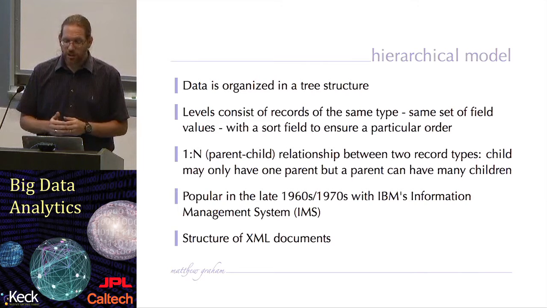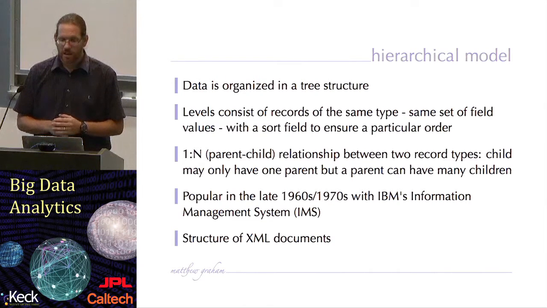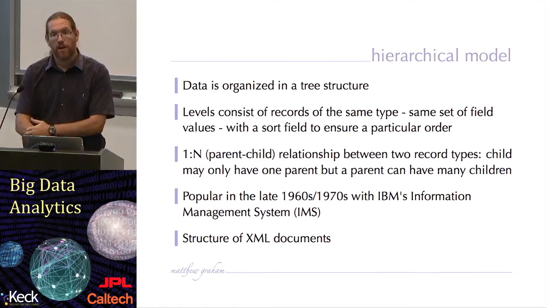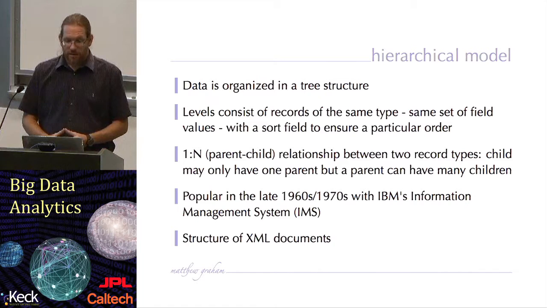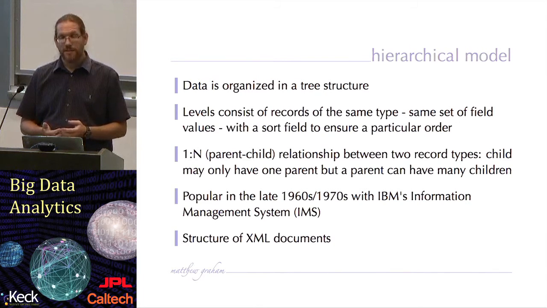In a tree structure, obviously, with levels, you have parent objects and children objects. In a hierarchical model, there is a 1 to n parent-child relationship between two record types. A child can only have one parent, but a parent can have many children.